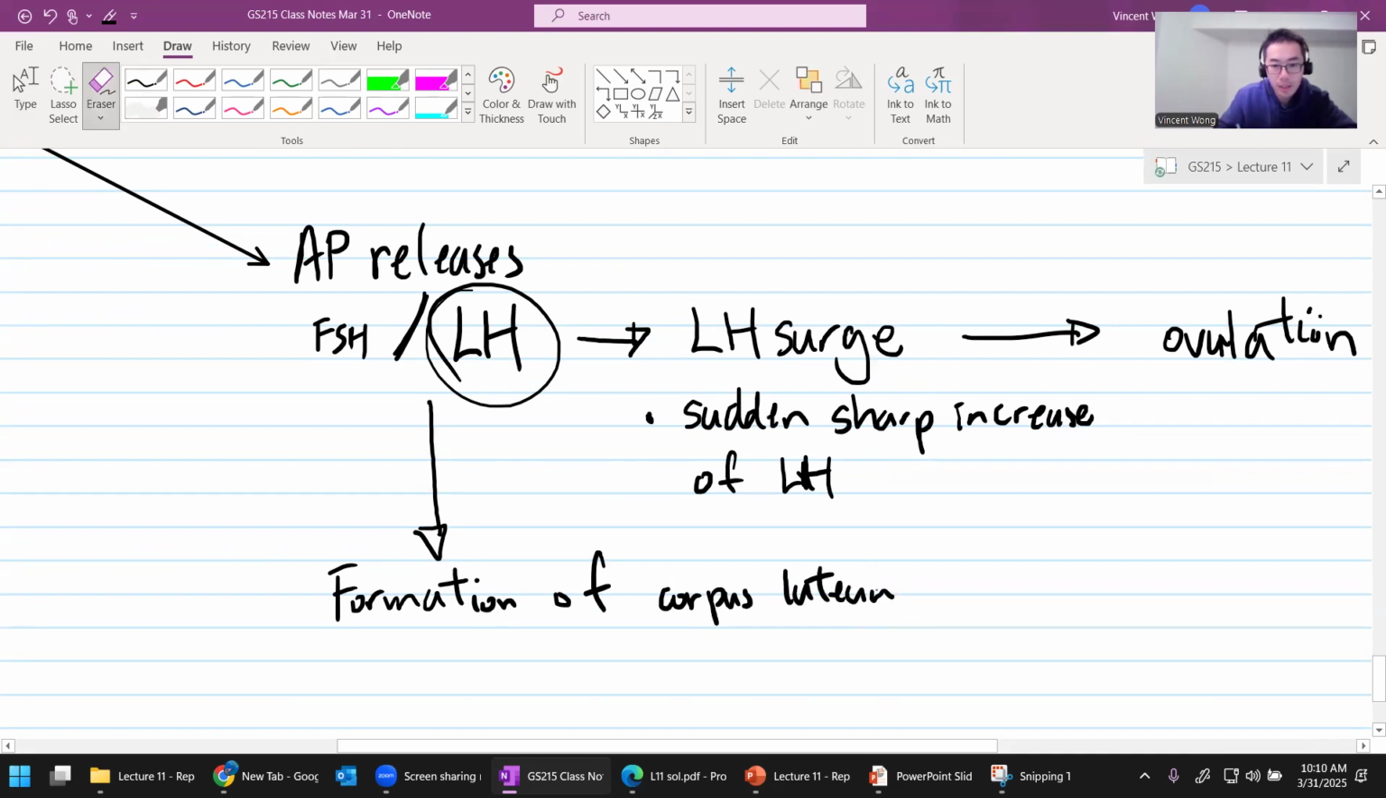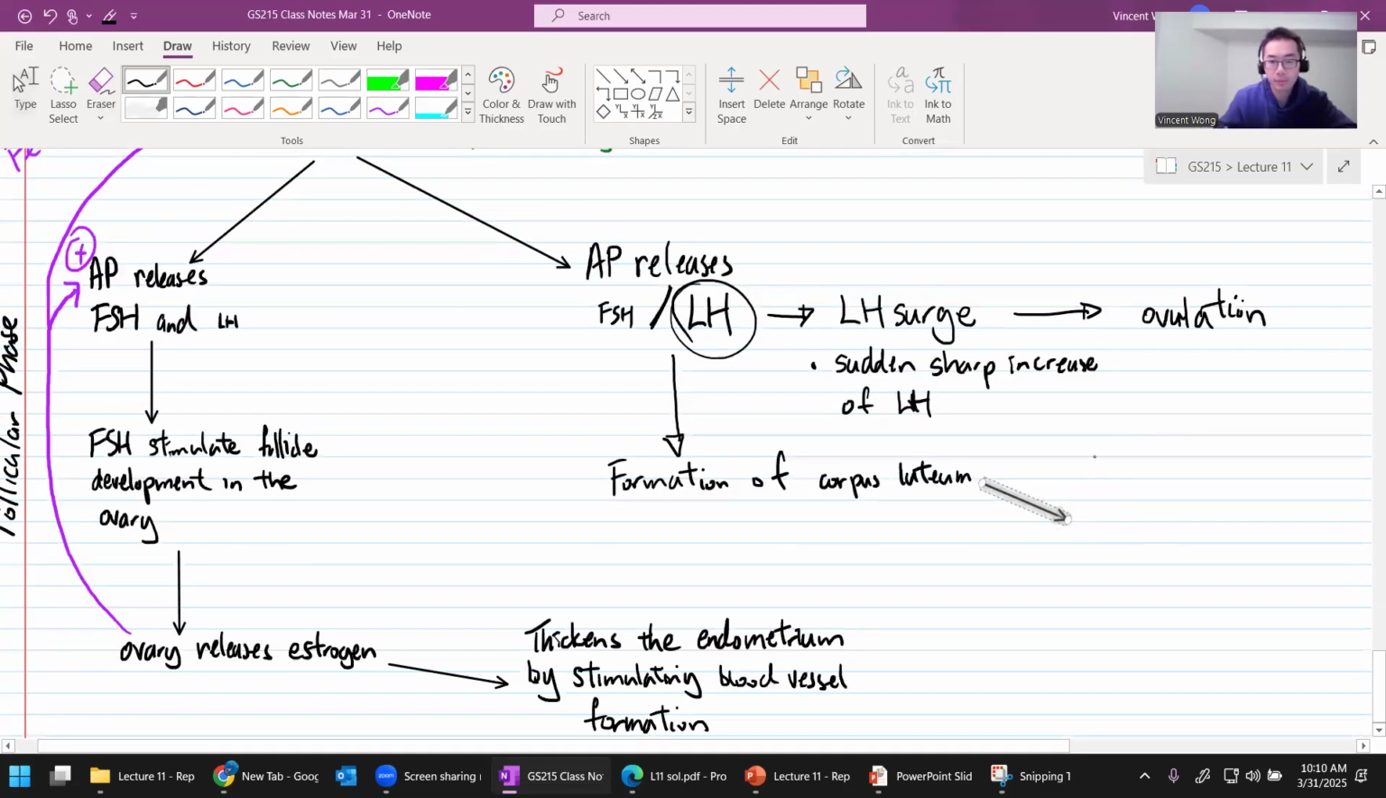And the corpus luteum, like I said, is going to release progesterone. Okay? And don't forget the corpus luteum is inside the ovary. So we'll say ovary releases progesterone. Now, the progesterone will do two things.